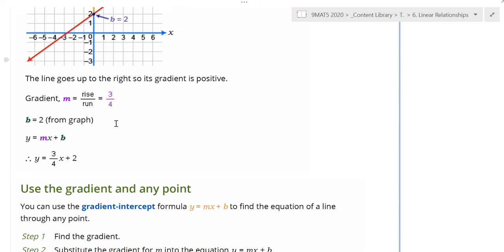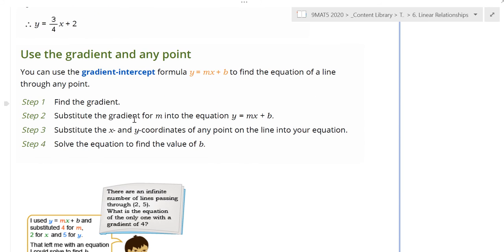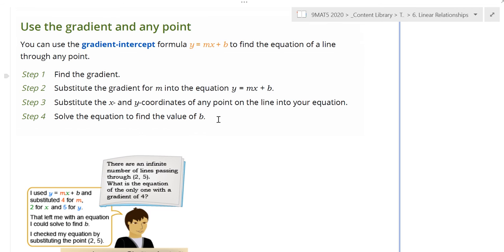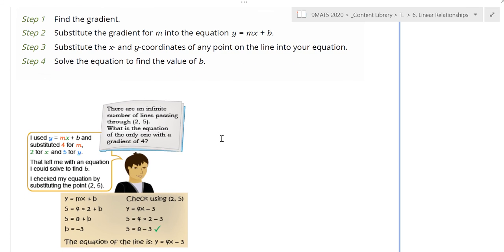Let's have a look at our next one. Now the other thing we can do is use the gradient and any point to find the equation of a line. What we do is we find the gradient, or we're given the gradient. We substitute the gradient for m into the formula, and then we substitute in the x and y coordinates of a point on the line, and we solve the equation to find the value of b. So in this first question, it says the gradient m equals 4, and it passes through the point 2, 5.